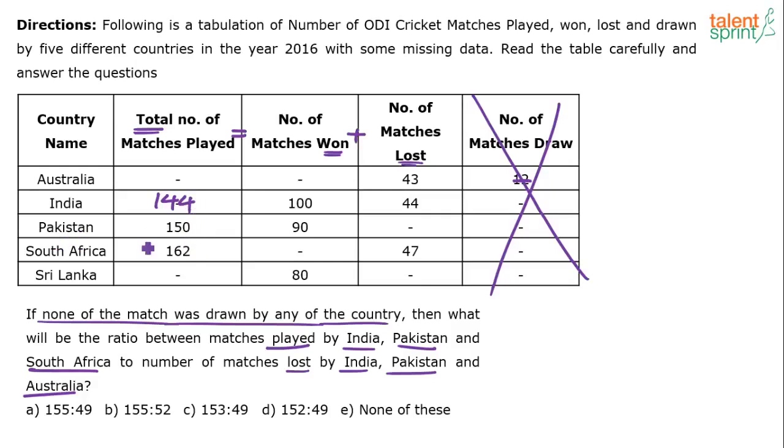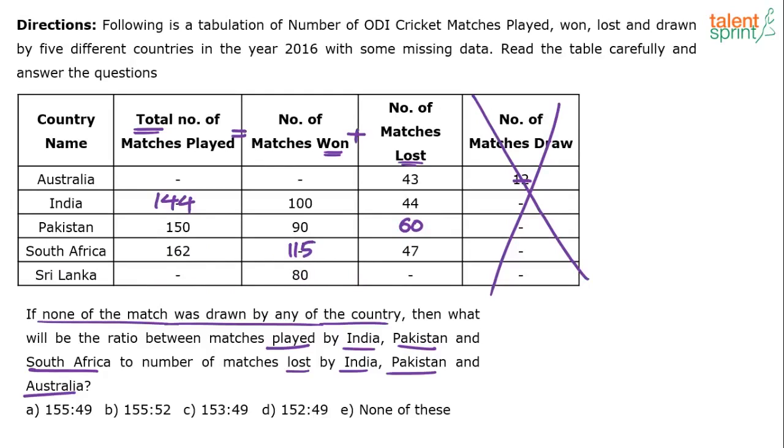On the other hand, Pakistan, 150 played, 91 won, which means they have lost 60. South Africa, 162 played, 47 have been lost. So what will be the number of matches won? 162 minus 47, which is 115. And Sri Lanka, of course, we again cannot find out because 2 of the values are missing.